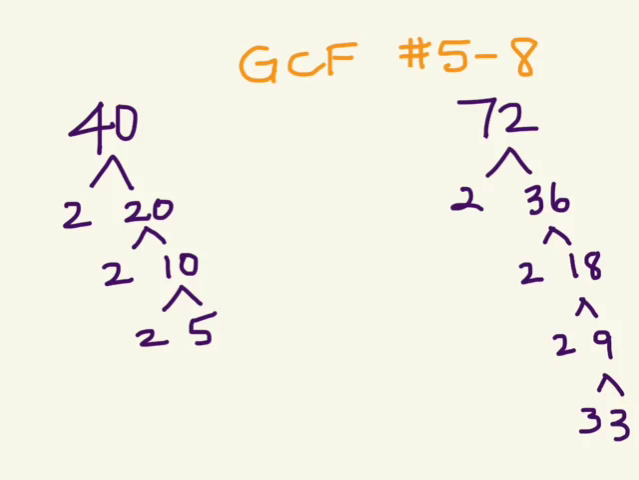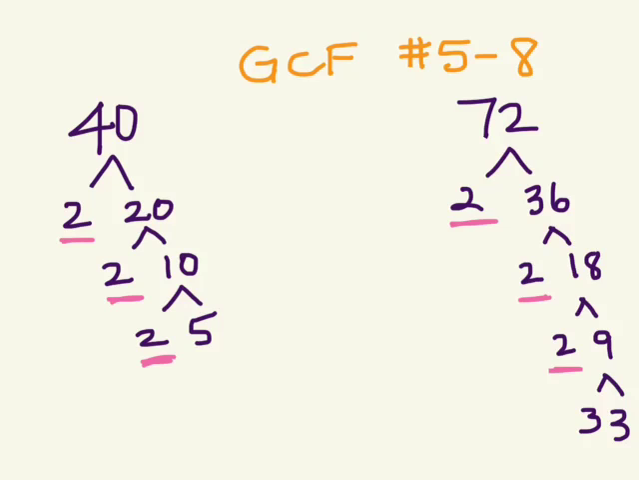3 and 3. All right, the GCF is what they have in common. Now, I'm going to highlight what they have in common. You know, I'm just going to underline it. They have a 2 and a 2. A 2 and a 2. A 2 and a 2. They don't share those 5s and they don't share the 3s.